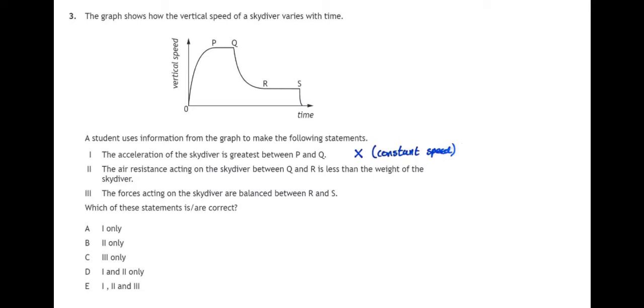2. The air resistance acting on the skydiver between Q and R is less than the weight of the skydiver. Well, between Q and R, you can see his speed is decreasing. Therefore, the force of air resistance must be greater than his weight in order to be slowing him down. And finally, 3. The forces on the skydiver are balanced between R and S. Well, between R and S, we can see that it's moving at a constant speed. Newton's first law says if the forces on an object are balanced, it will remain at rest or continue with a constant speed. So therefore, constant speed, balanced forces. 3 is true. So the answer is 3 only, answer C.